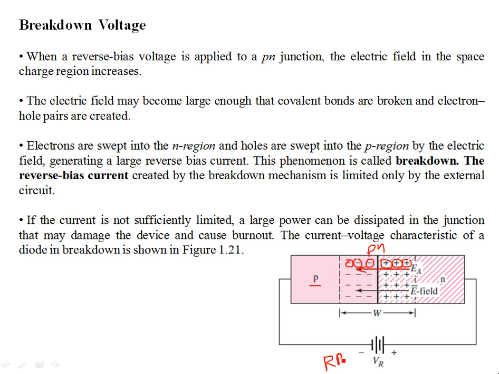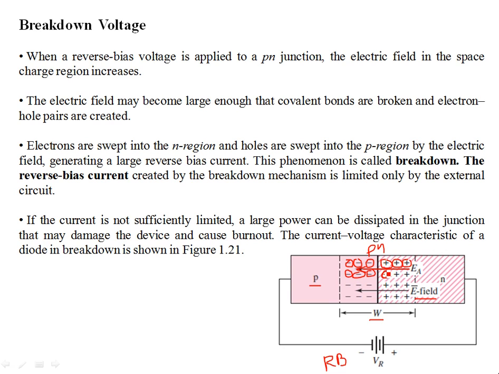external supply, the net electric field is enhanced, and it turns out that the depletion width increases. So there is more uncovering of the immobile charges. This is what we discussed in the reverse biasing of a PN junction.